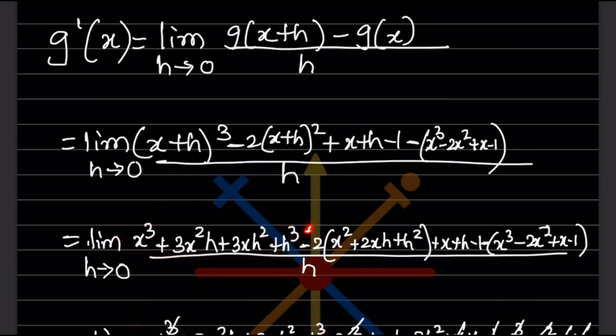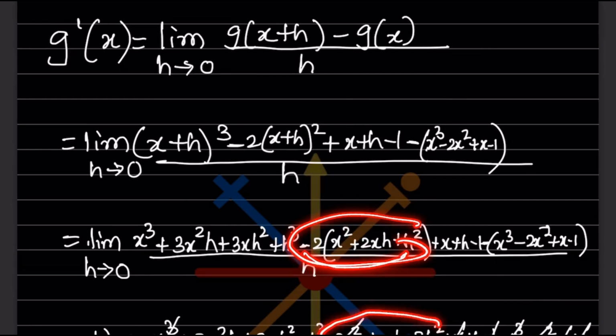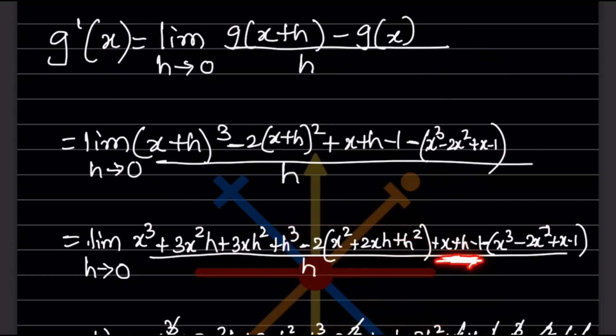Now we will remove the bracket, meaning minus 2x square minus 4xh, and this is going to be minus 2h square. So this part is done for this one. Now we will write this one the same, x plus h minus 1. As I said, it is going to look messy, but there is no option. So now minus x cube plus 2x square, minus x cube plus 2x square, then minus x, and this minus becomes plus 1, and this is h, and this x tends to 0, same thing.